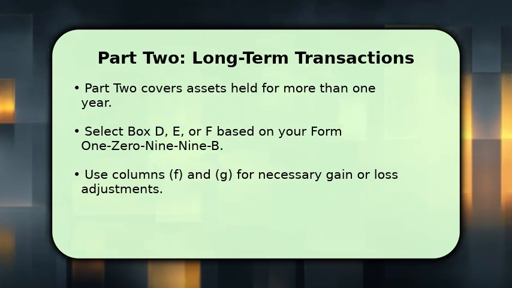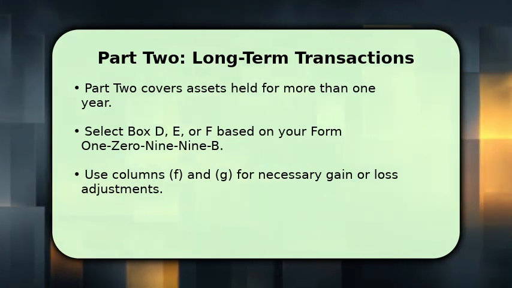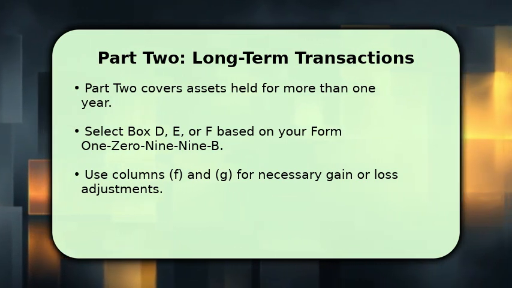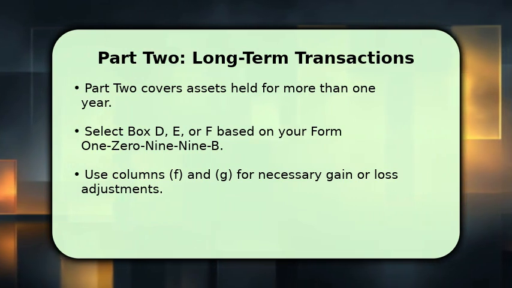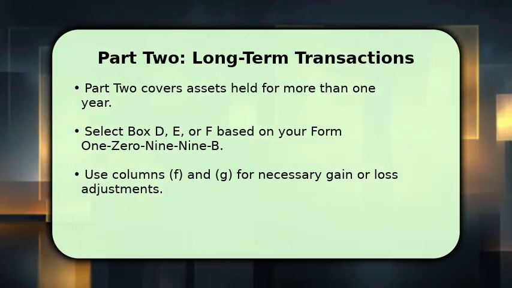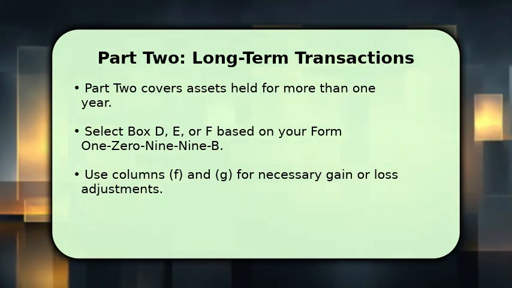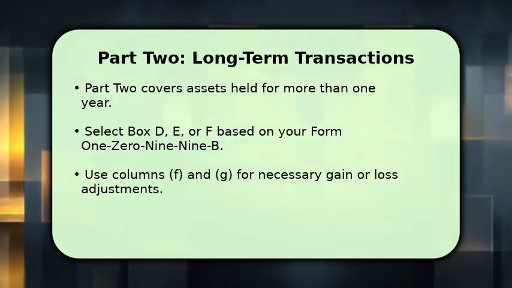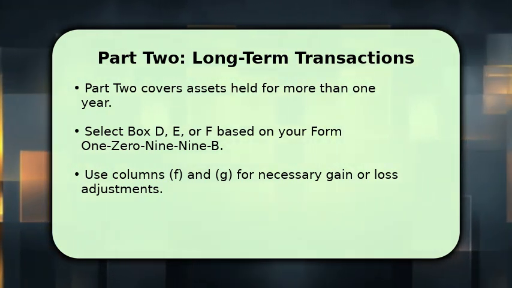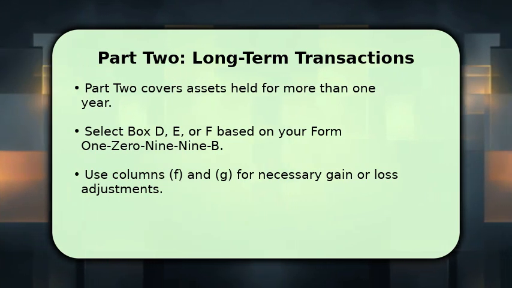Similar to Part 1, you will choose Box D, E, or F depending on how your cost basis was reported to the IRS on your Form 1099-B. Remember to use column F for adjustment codes, such as W for wash sales, and column G for the corresponding adjustment amount. This ensures your final gain or loss is correctly calculated.